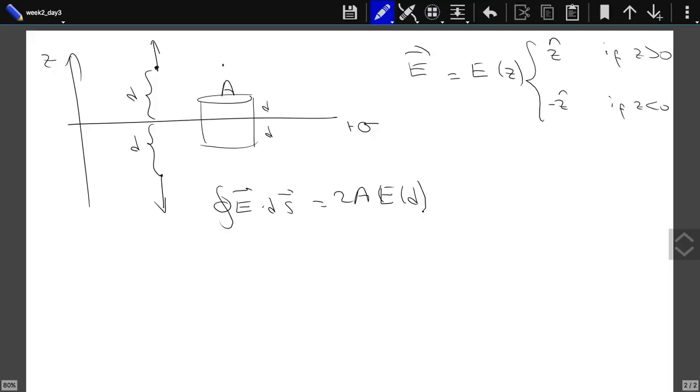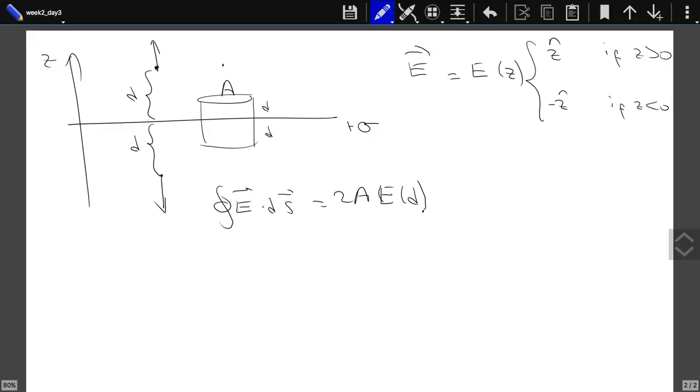I'm not going into the detail. If you want, we can do that. But basically, it's the same. You just divide your integral into 3 parts, the top, the bottom, and the sides. The electric field is in the z direction, so there's no contribution from the sides. There's only contribution from the top and the bottom.